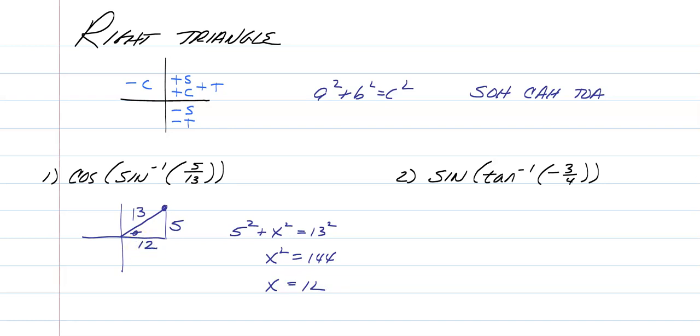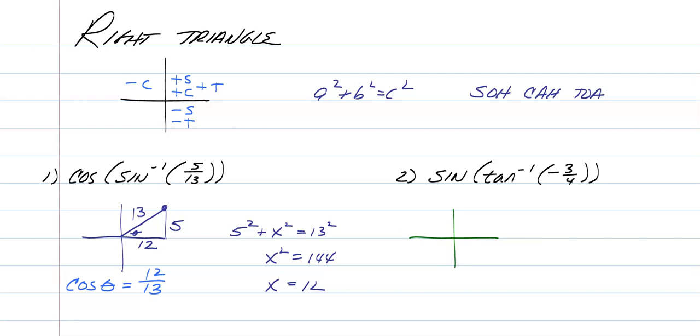So now really what this question is simply asking us to do is say the cosine of theta is equal to adjacent over the hypotenuse, which would be 12 over 13. Done. Simple. As long as you remember how to do the Pythagorean theorem and SOHCAHTOA, these questions are not bad at all. It's just that they're multi-stepped.